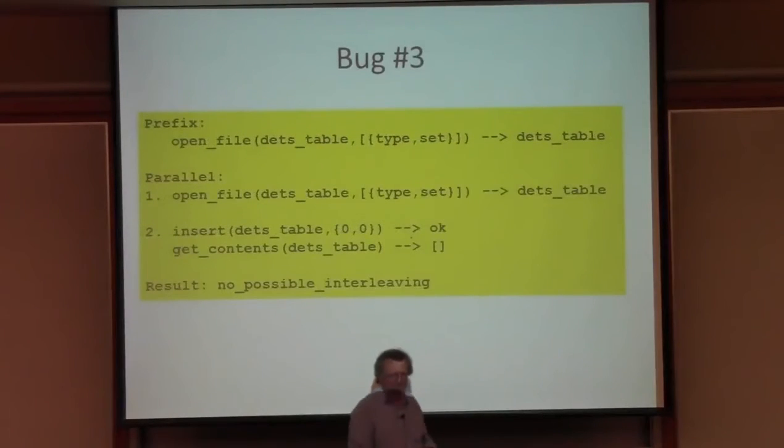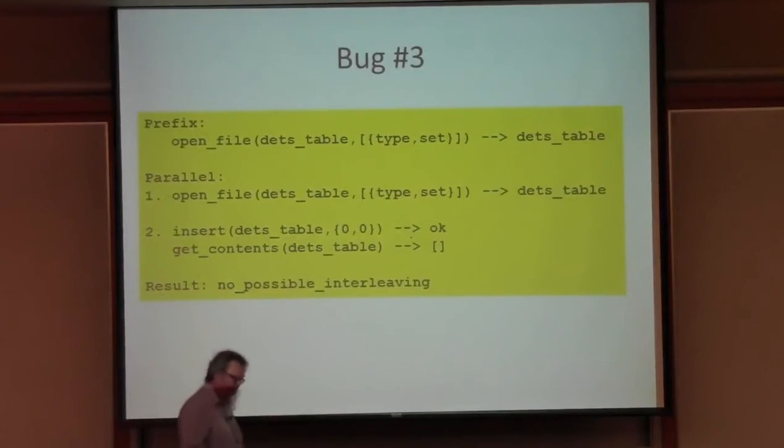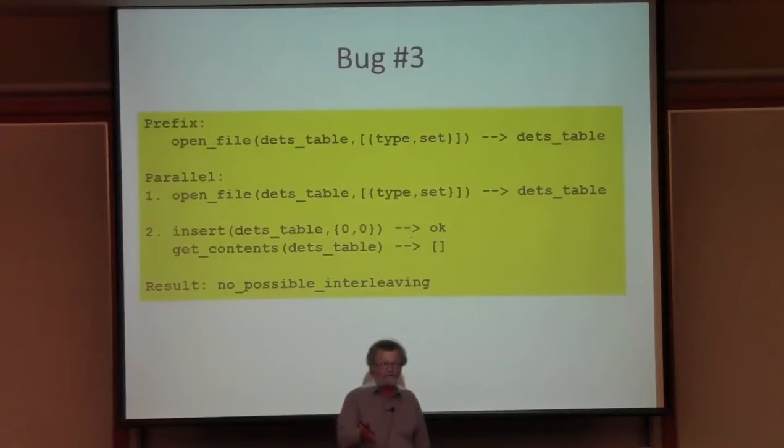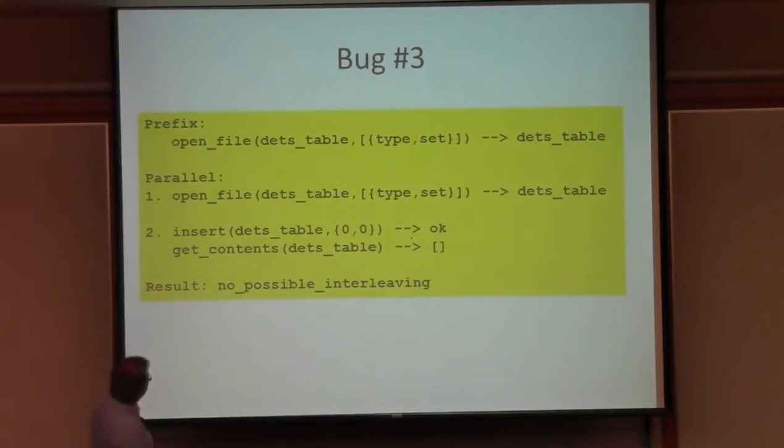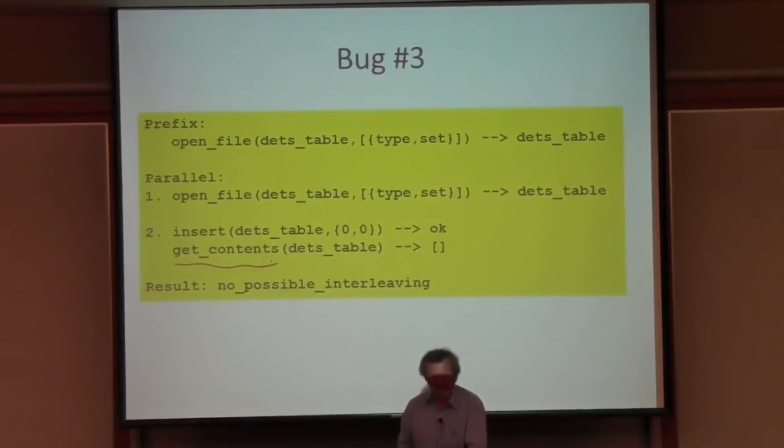Here's a third failure. So this one is nice. In the prefix, we open the file, and then in parallel, we do 2 things. We open the file again. You might think that's odd, but it's not. This is designed for use in Erlang, where many processes may be using the table at the same time. And of course, each process that uses the table is going to open it, probably. So it's definitely allowed to open the file many times in parallel. So in parallel with that second open, we insert a tuple into the table, and then this get contents, an operation I wrote that extracts the entire contents of the table, and it contains nothing.